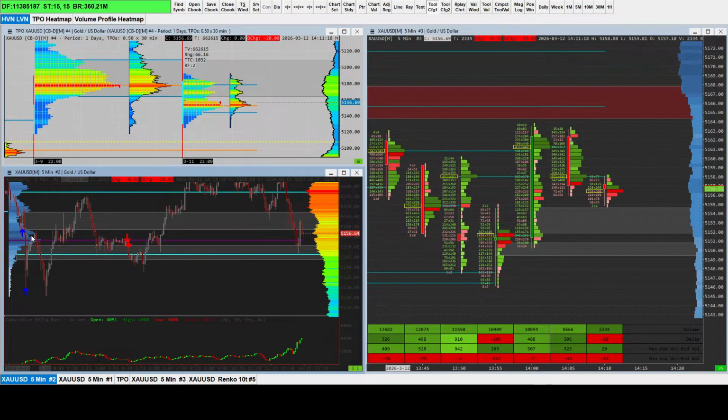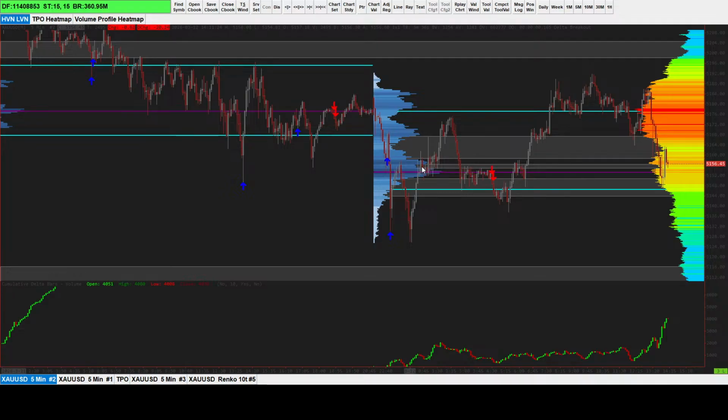Found a spot, guys. Check this out. Here's the low volume node of this. But I'm not going to put too much weight on it. This is huge.